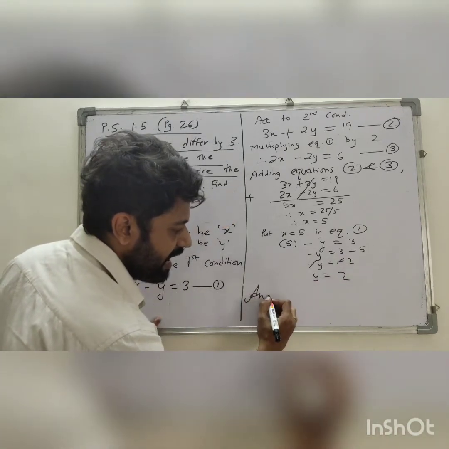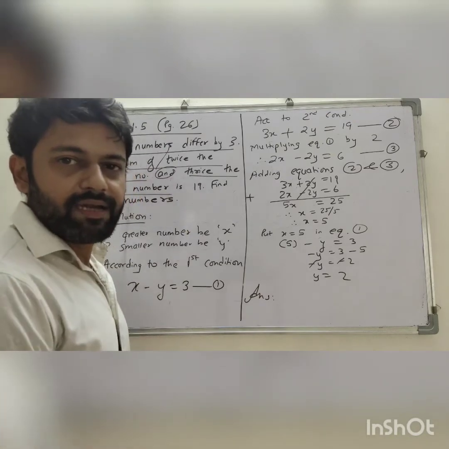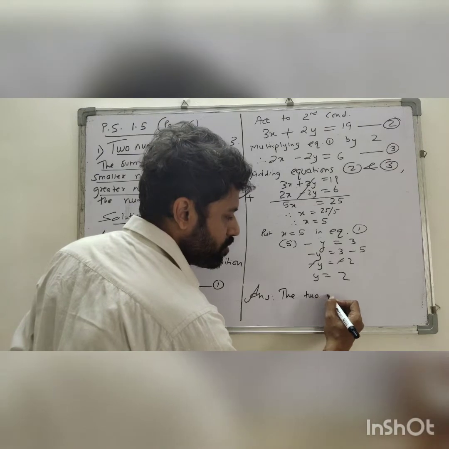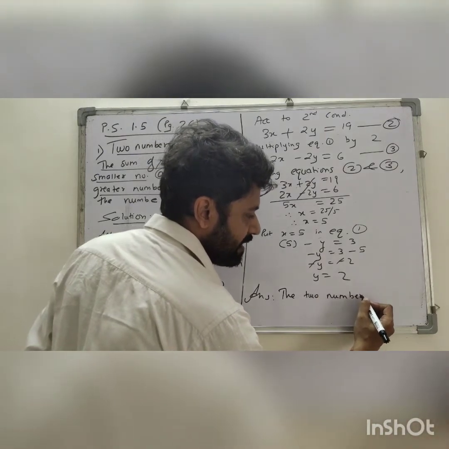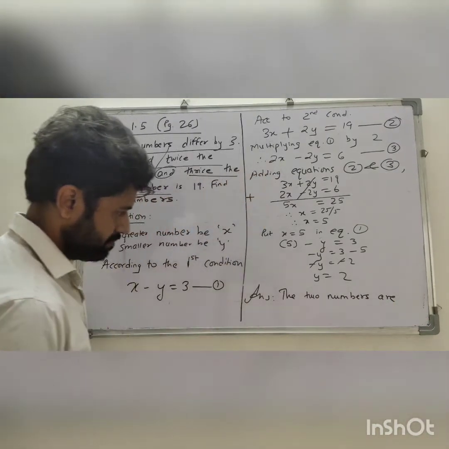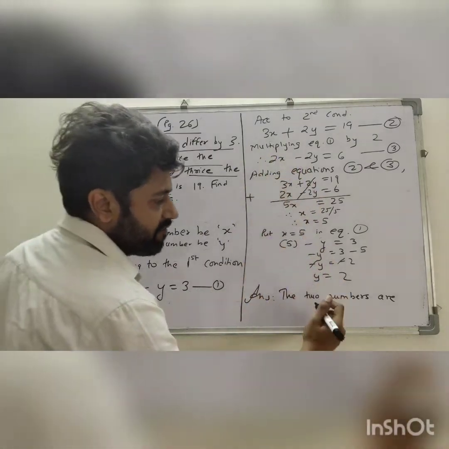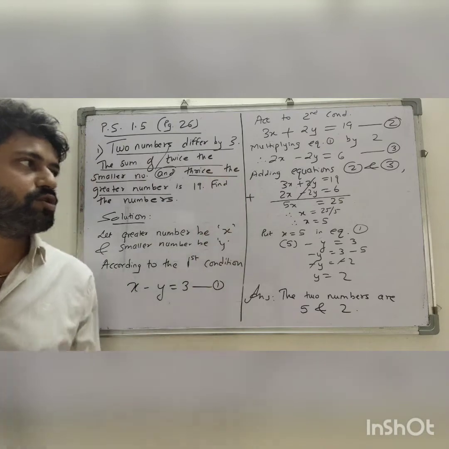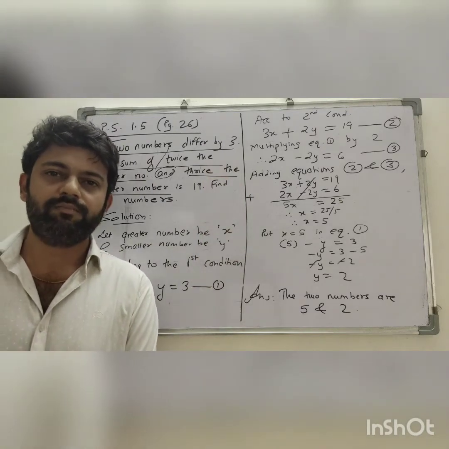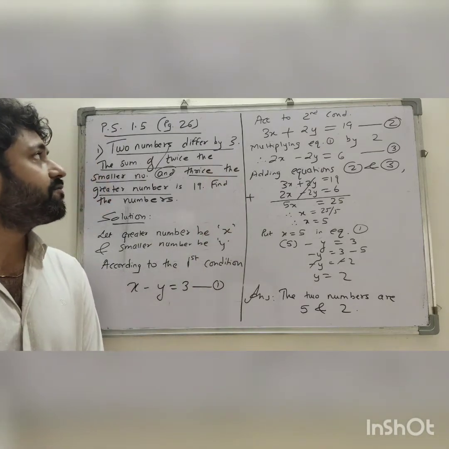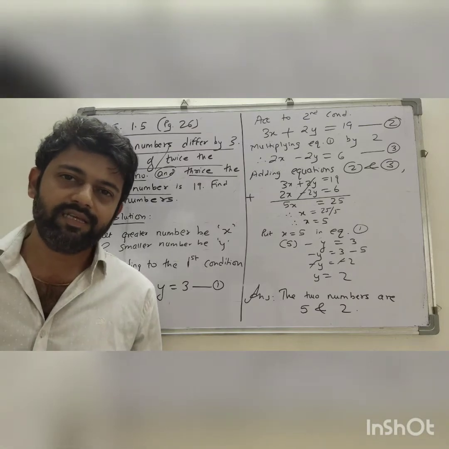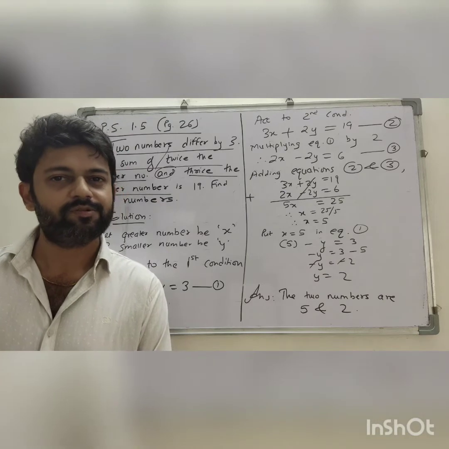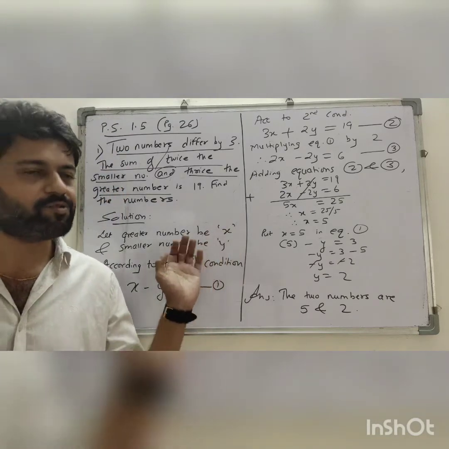And finally, I should complete by writing the answering statement. Answer: the two numbers are 5 and 2. This is the solution of the first sum of practice set 1.5. The same type we had done earlier in 9th standard also. So it is very easy to understand. Please go through it.